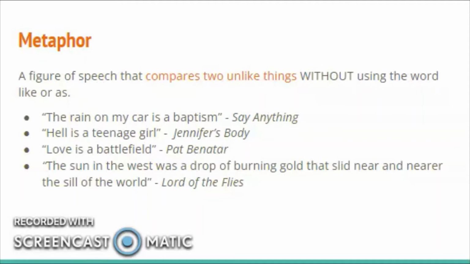And then the last one from Lord of the Flies. The sun in the west was a drop of burning gold that slid near and nearer the sill of the world. So that's using figurative language in order to describe the sunset.